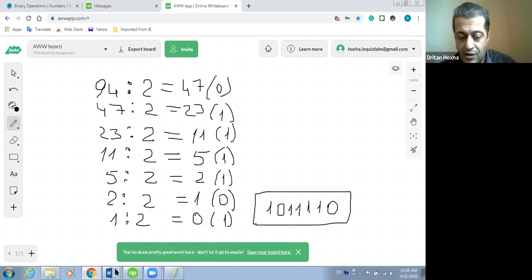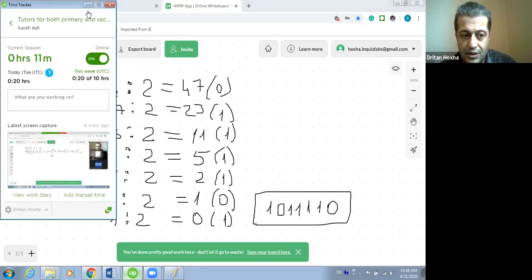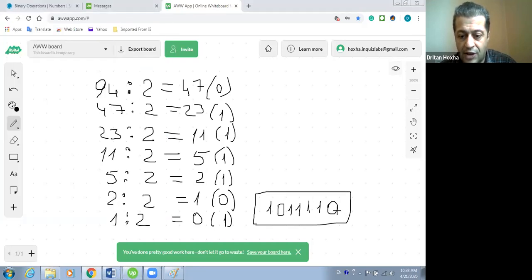We have 0 times 1. It is 0. 1 times 2 is 2. 1 times 4 is 4. 2 plus 4 are 6. Then we have 8 here. 6 plus 8 are 14. Then we have 32 here. 14 plus 32 are 46.